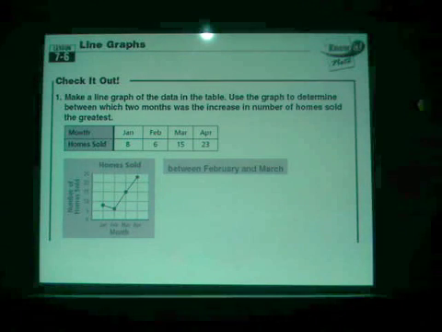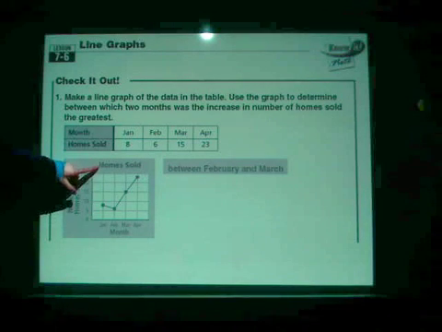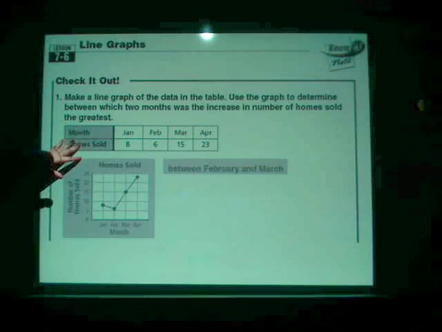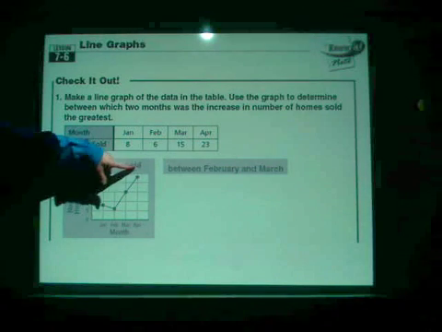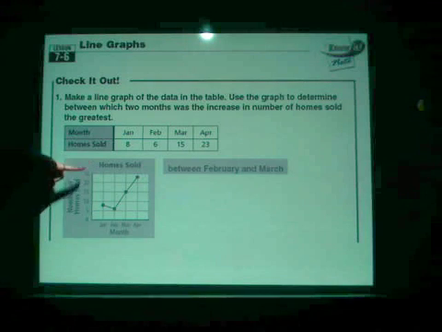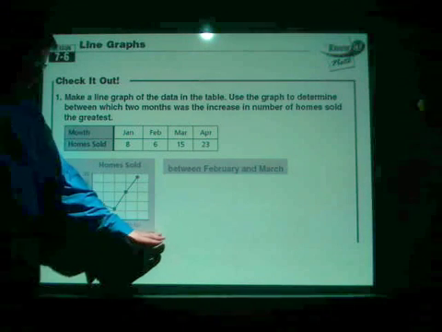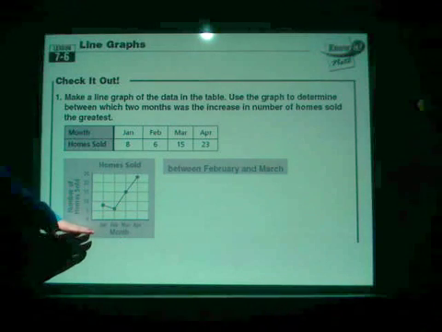So, beginning here, let's talk about the creation steps. Notice they have a title on the graph. It very clearly says over here that this is about homes sold in different months. So they just decided to call it homes sold. They decided to put the months down here on the x-axis.